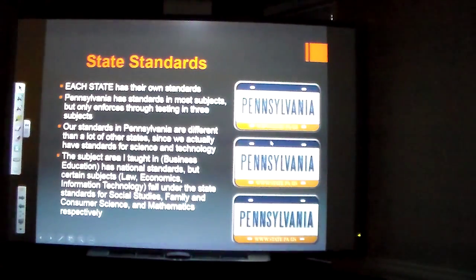So each state has their own standards. Pennsylvania has standards in most subjects, but we only enforce it in 3 subjects. We enforce it in science, math, and English. That's it. We're different. We have enforced standards in science and technology. It's not like a lot of other states.